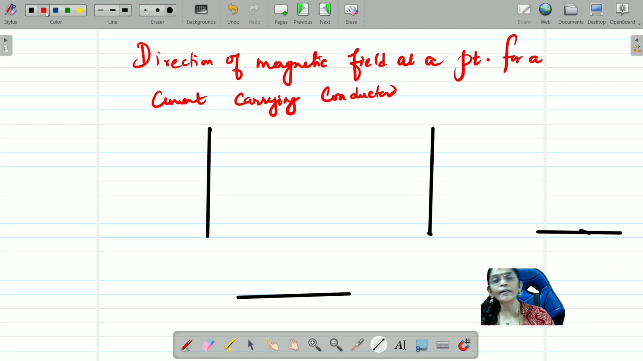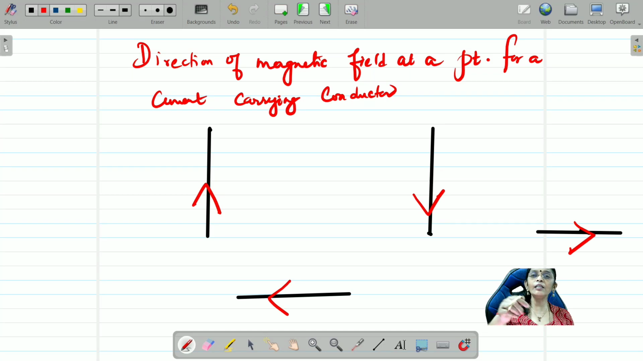Now in all these conductors, I would like to draw the direction of the current. The first conductor, I am just drawing the direction of the current. It is upwards. Second conductor, the direction of the current is downwards. Here towards left, here towards right. Where is the point P?